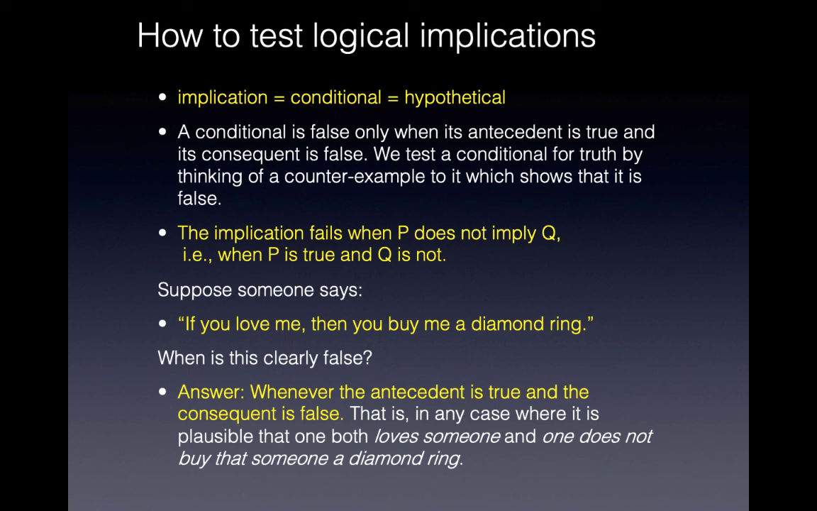Well, when is this clearly false? Whenever the antecedent is true and the consequent is false, that is, in any case where it's plausible that you both love someone and you do not buy that someone a diamond ring. What would that be like? I don't have the money to buy you a diamond ring. The person doesn't want a diamond ring. They'd rather use that money to have a nice honeymoon, go on a great vacation, invest in a house.